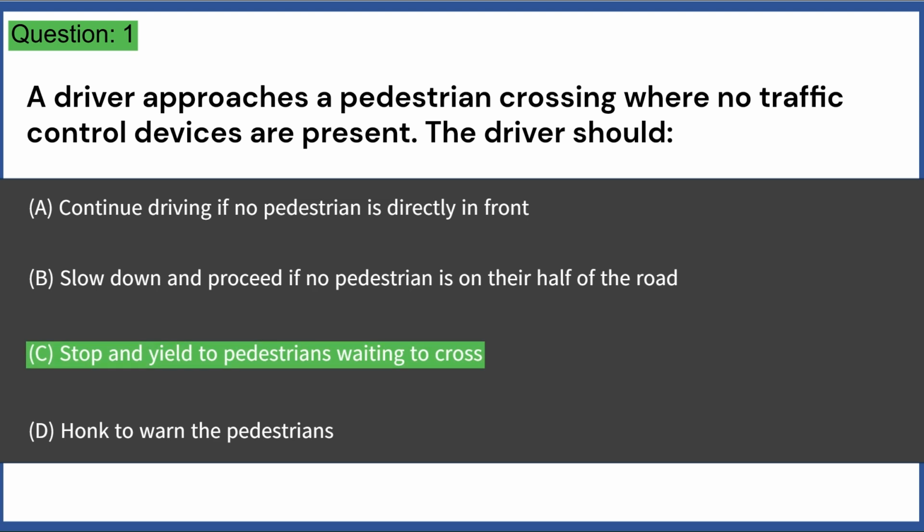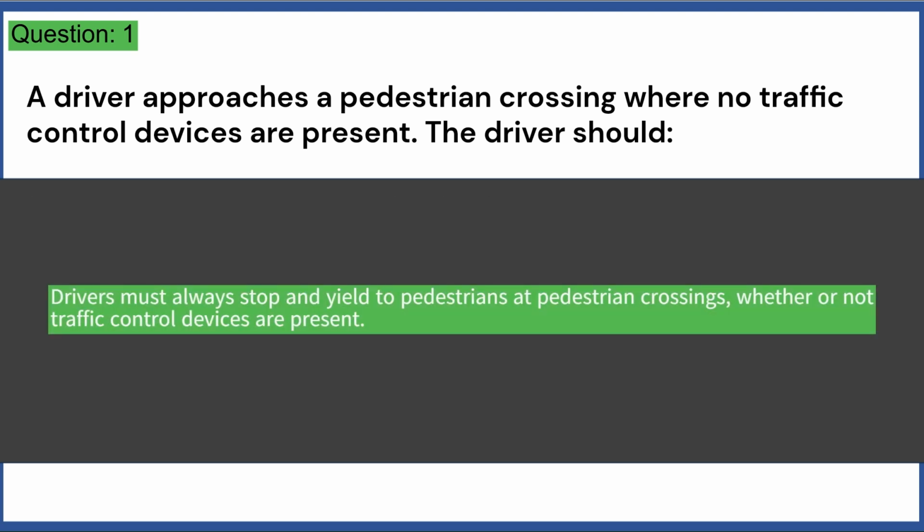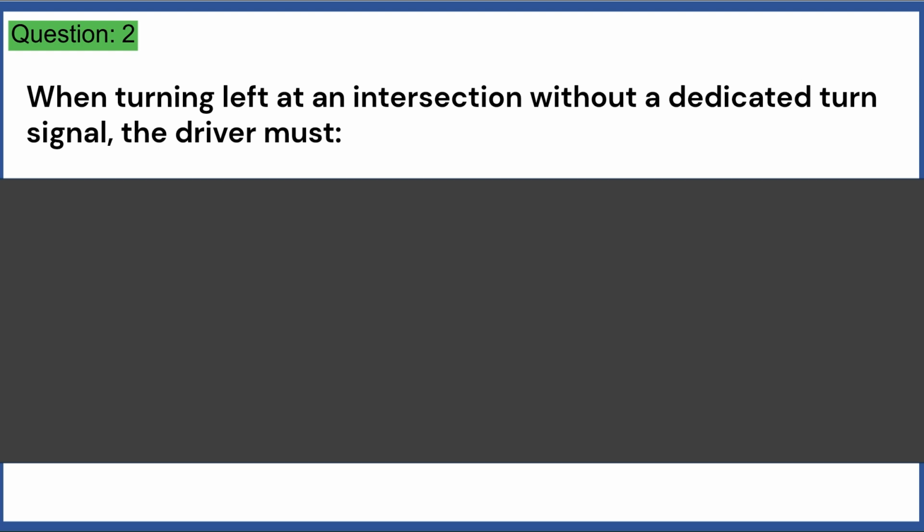Answer: C. Drivers must always stop and yield to pedestrians at pedestrian crossings, whether or not traffic control devices are present. When turning left at an intersection without a dedicated turn signal, the driver must A.